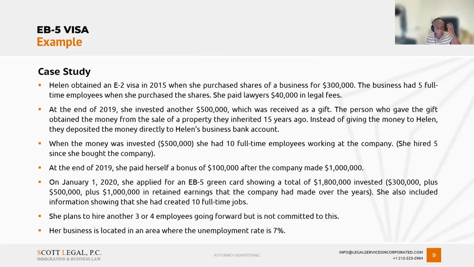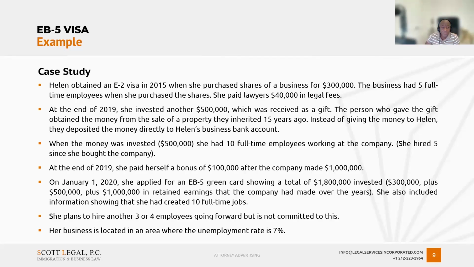She can hire more people, but she doesn't really want to, and she's in an area where the unemployment rate is 7%. So let's look at a few things. With an unemployment rate of 7%, this particular project qualifies as a TEA. Keep in mind that you do have to pay attention to where the business is located, especially for direct investment, where the people are working, because that's the key. The reason they're giving you the lower investment amount is because they want to stimulate the economy in targeted employment areas. So the location of the business is important, not necessarily where the person lives, because they're saying the person is coming to the business every day.